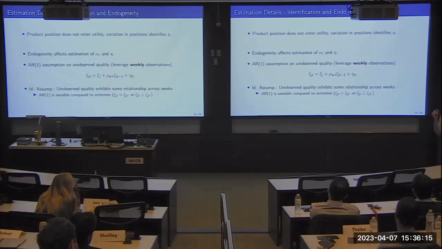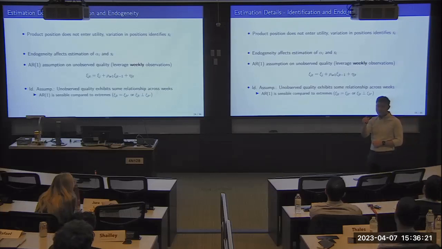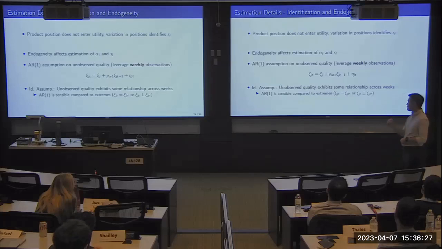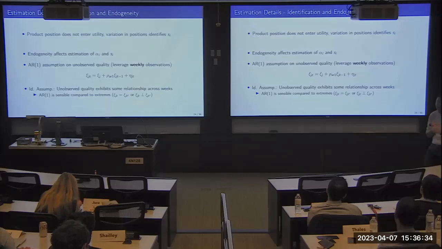The identifying assumption here is, when I'm looking at a product and following it across the weeks, if it's unobservably high quality one week, it's more likely that it's unobservably high quality next week. So there's a relationship there, which motivates the AR1 and allows us to use lag product positions and lag prices as instruments. This assumption really boils down to, what do you think the product's unobserved quality should be doing week to week?